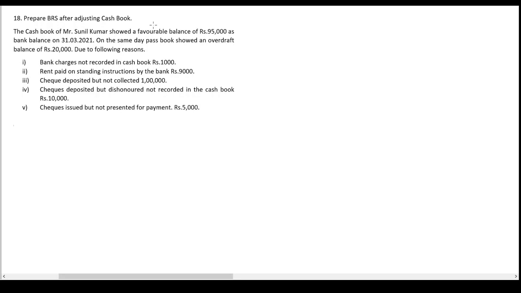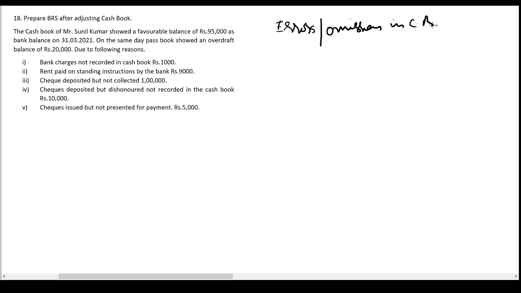See, in all our earlier problems, we would have observed that there are some errors or omissions on the part of the accountant of the business, or there are some entries which have not been recorded in the cash book, or there are some errors in the cash book. So there can be some errors or omissions in the cash book, because of which the bank balance as per cash book and the bank balance as per passbook are not tallying. So we are talking about errors and omissions in cash book.